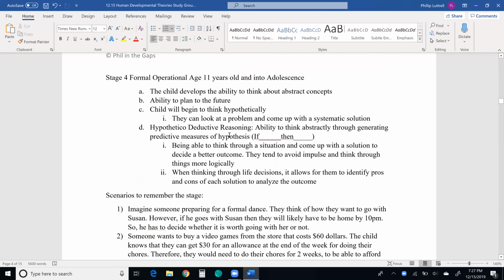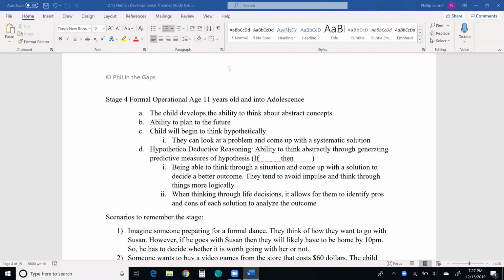So they can look at a problem and come up with a systematic solution, not just things that are explicitly stated. And a term that articulates this is hypothetical deductive reasoning, or the ability to think abstractly through generating predictive measures of a hypothesis. So if I do not study, then I'll have a higher likelihood to fail. So it's being able to think through a situation and come up with a solution to decide a better outcome.